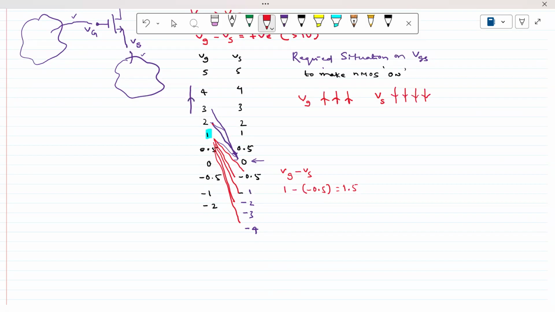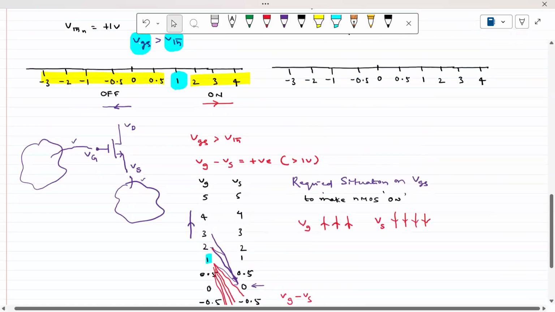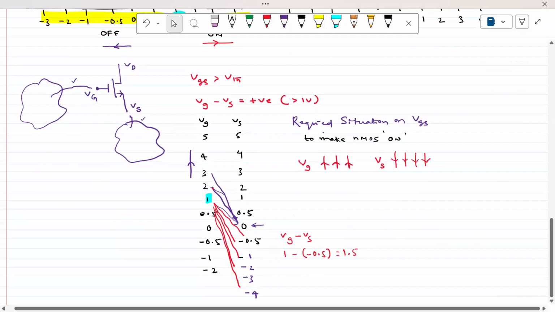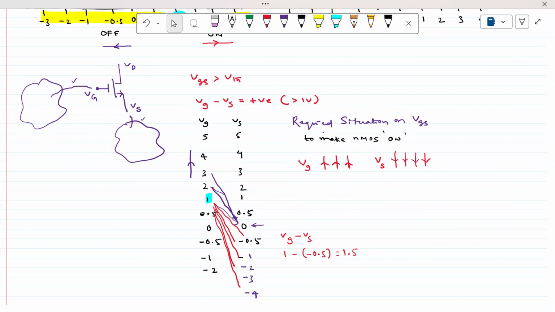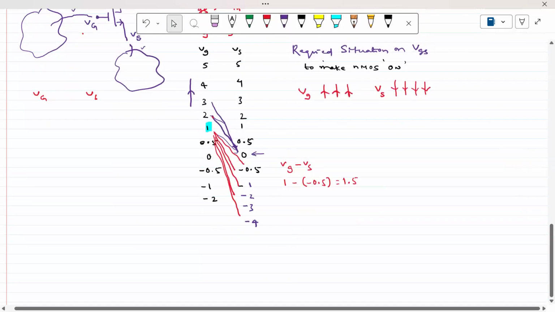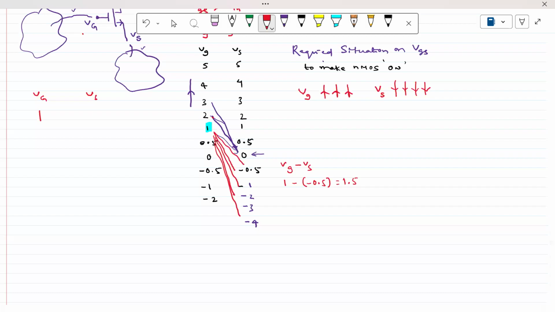Okay, now let us go and understand the PMOS transistor. What is the required situation on VGS to make the NMOS transistor off? See, one thing is very important. Fix this one condition. Let us consider VG and VS here. If the VGS increases, what are the different possibilities? For example, either VG can increase, VS also can increase.